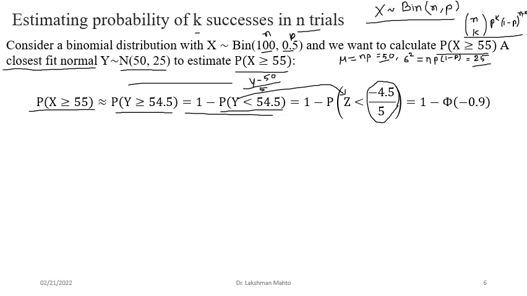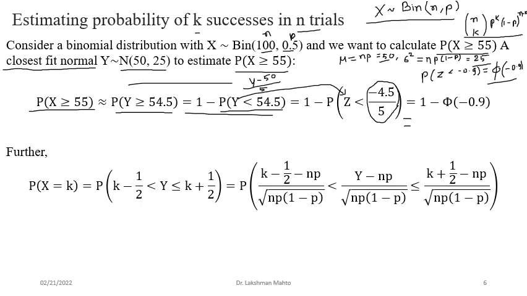So what do we see? If you simplify further, this is just the probability that z takes a value up to negative 0.9. What is this? It is actually the CDF of the normal random variable z at the point negative 0.9. In the normal table, the value of the CDF for a negative value of z is not given, so you have to convert it from the positive value of z using the symmetry property. So easily you can compute this value.